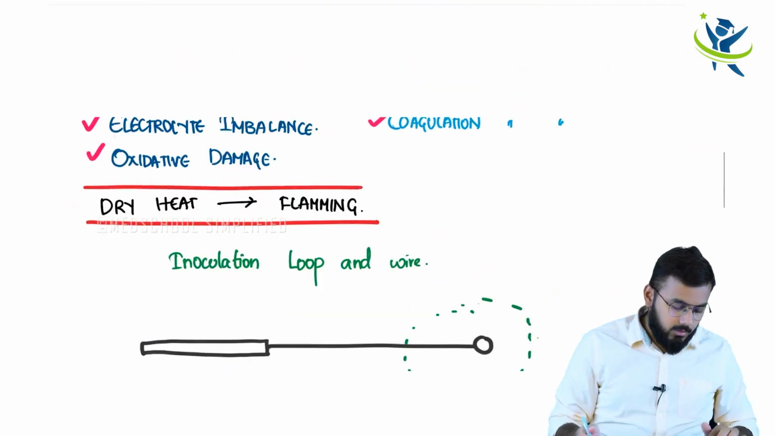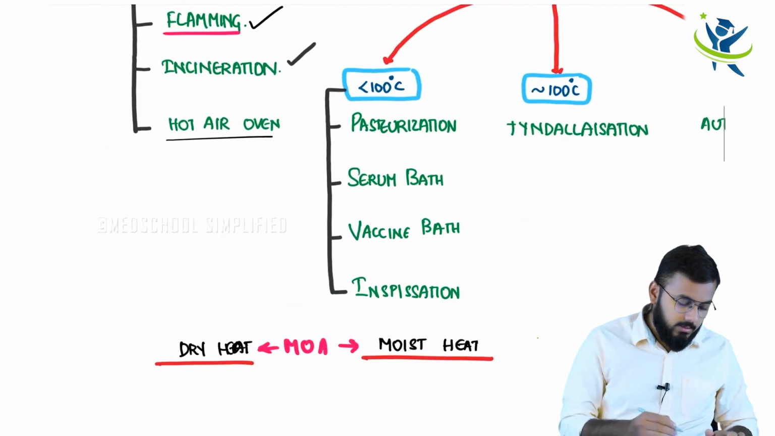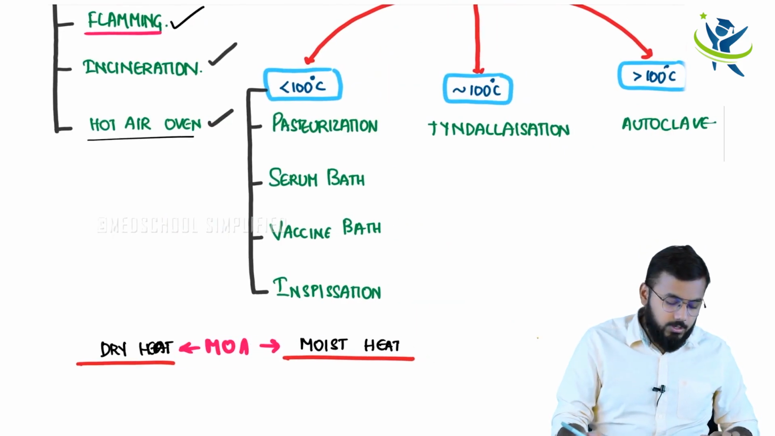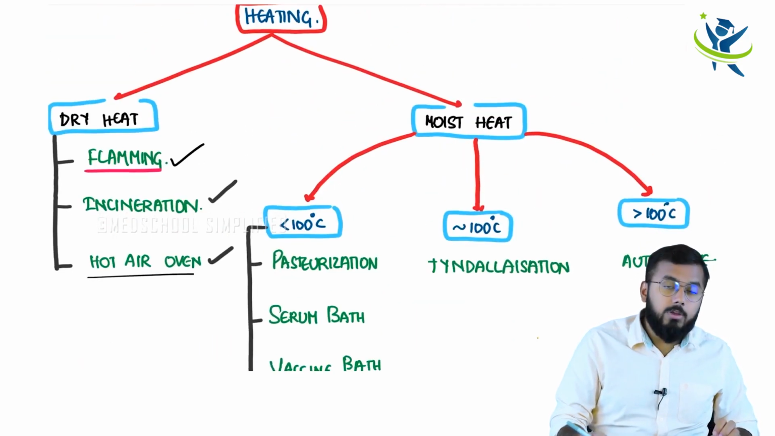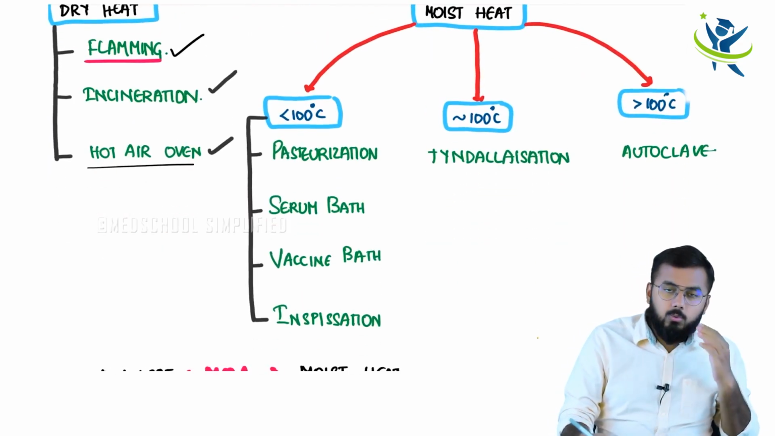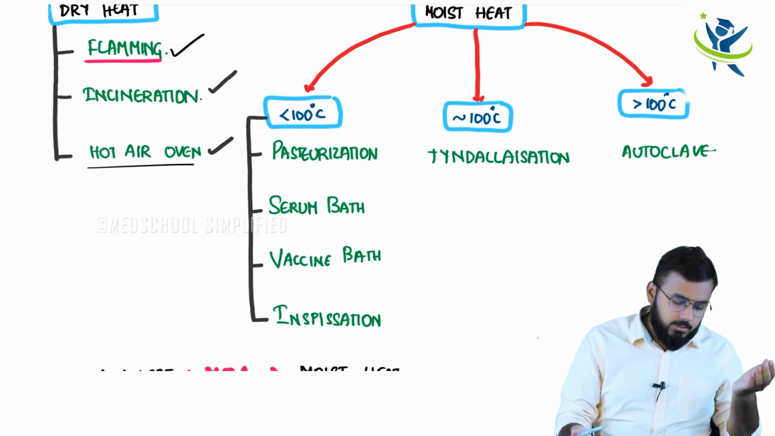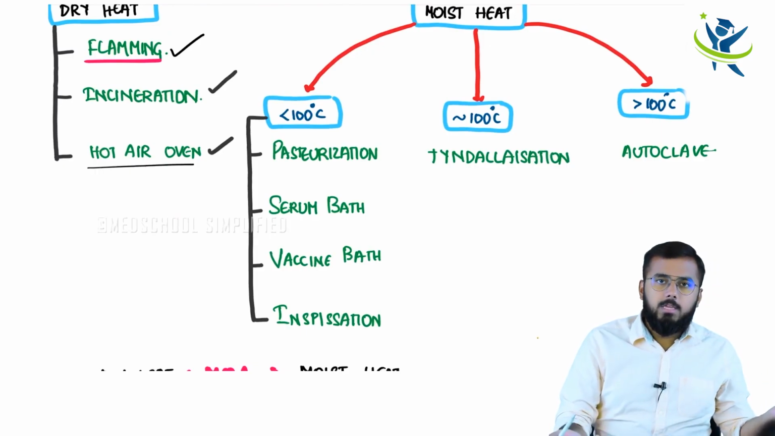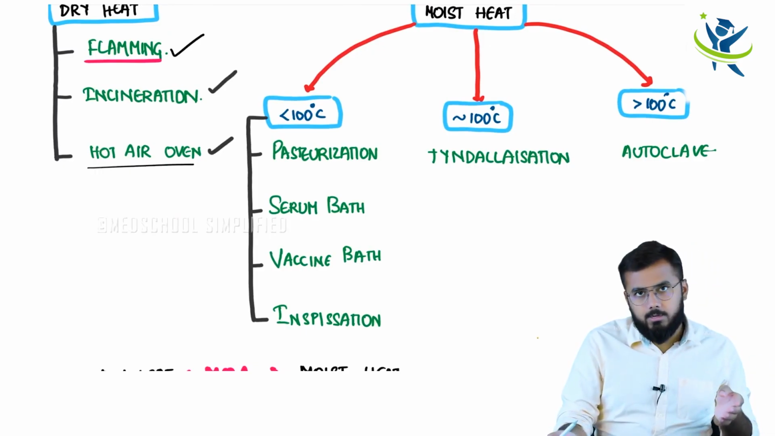So we are done with what, guys? We are done with the third important thing, that is hot air oven. Now we shall be switching on to the next important thing, that is moist heat. In the moist heat, I already told you that you use 3 different temperatures: less than 100 degrees, equivalent to 100 degrees, and more than 100 degrees, right?